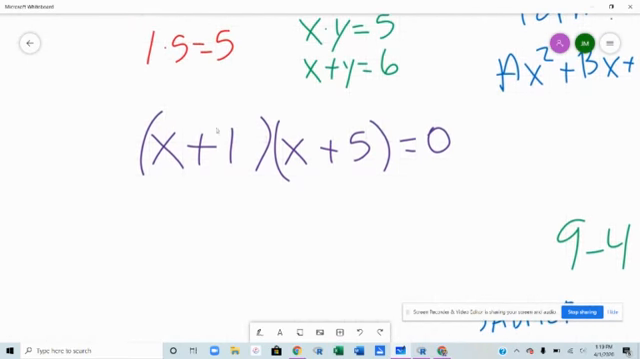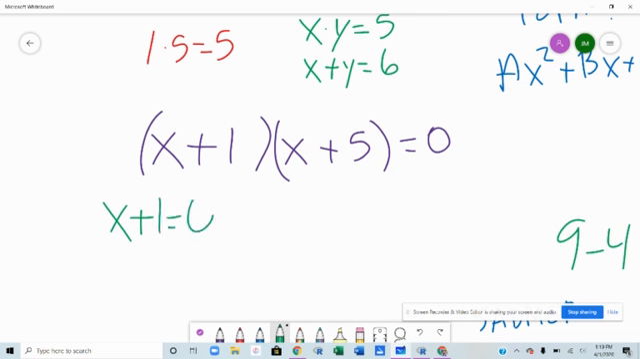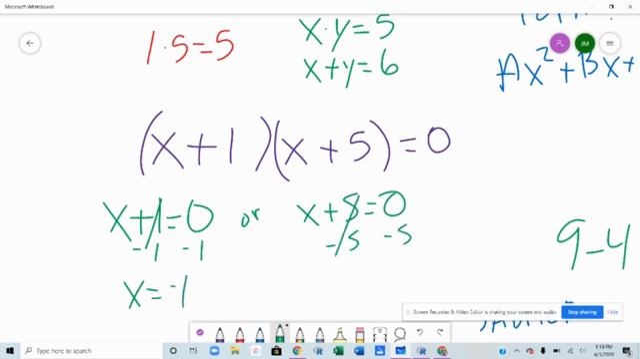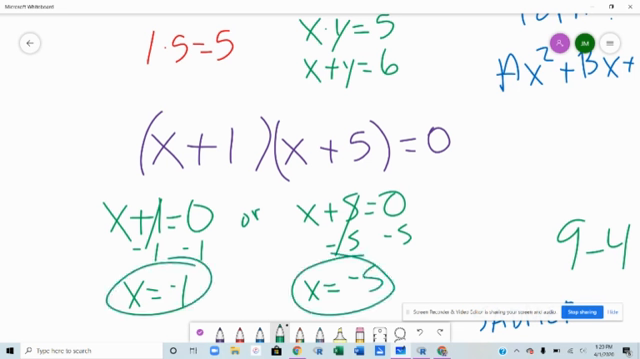You take your part here in this set of parentheses, set it equal to 0, and you take your other part in your other set of parentheses, and set it equal to 0. And then you would solve. Subtracting 1 here gives you x equals -1. Subtracting 5 here would give you x equals -5. And there are your two answers.